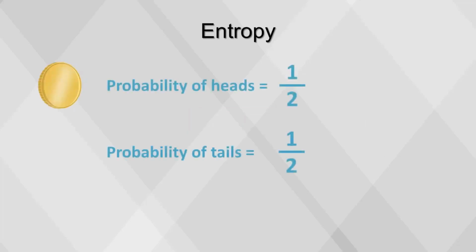Now consider the example of a coin toss. When the coin is fair, that is, when the probability of heads is the same as the probability of tails, then the entropy of the coin toss is as high as it can be. That's because there's no way to predict the outcome of the coin toss ahead of time.